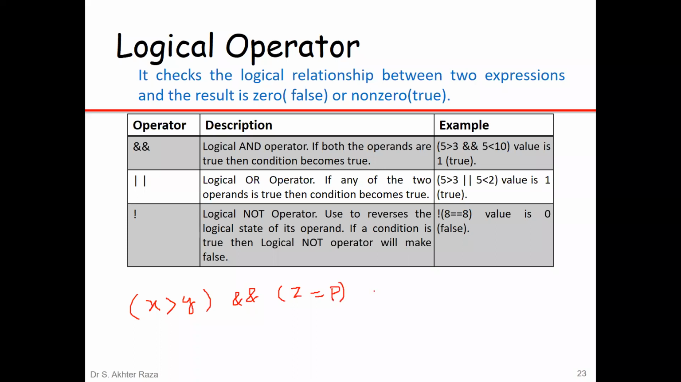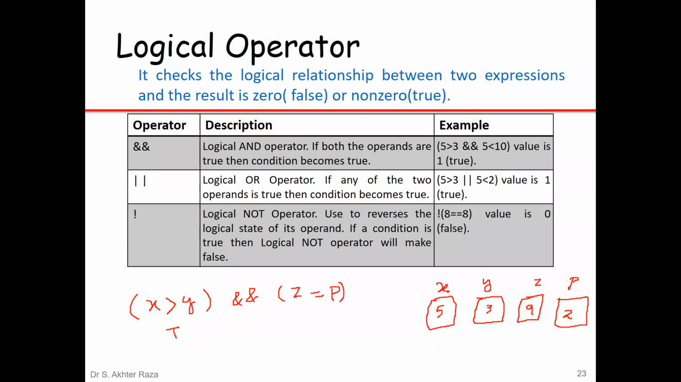So it totally depends on the values of these variables. Suppose I have four variables: X, Y, Z, and P. And the values are, suppose, X is 5, Y is 3, Z is 9, and P is 2. So what is the answer of the first condition? X is 5 and Y is 3, so yes, 5 is greater than Y, it is true.